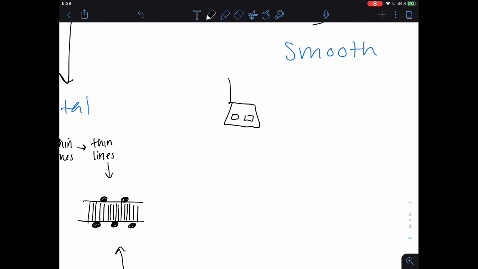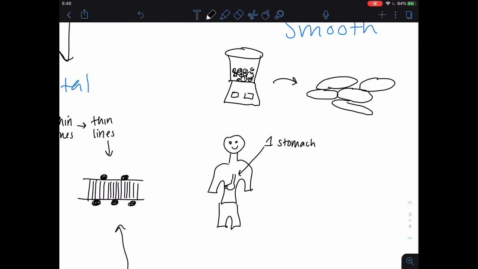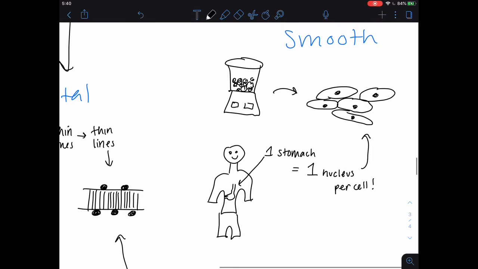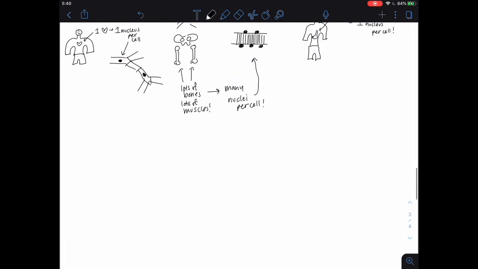Lastly, smooth. You can think of making smoothies by squishing fruits together. So the cells look all smushed together, and our hollow organs have smooth muscle like our stomach, and we only have one stomach, so you can think the cells only have one nucleus.